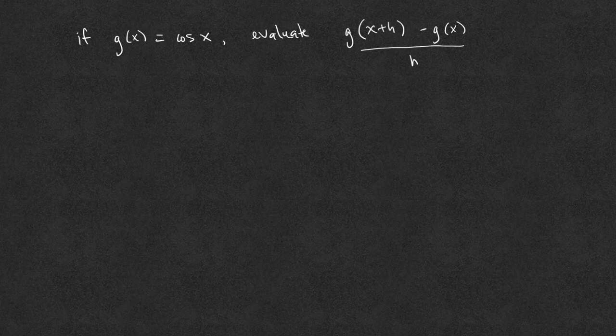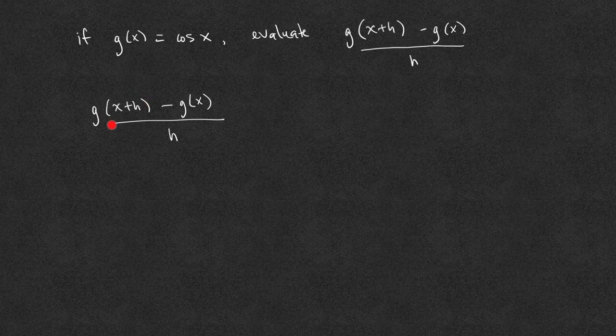If g of x is the function cosine of x, evaluate the difference quotient g of x plus h minus g of x over h. We first rewrite the difference quotient as g of x plus h minus g of x over h. To evaluate this, we would need to evaluate the first term, g of x plus h, and the second term.